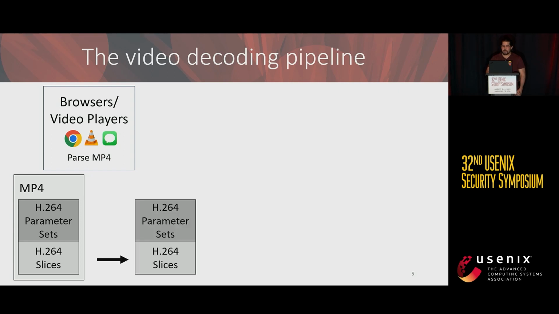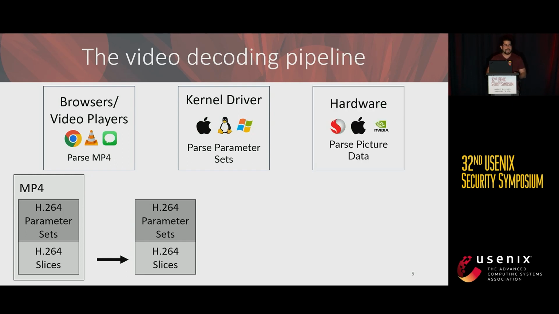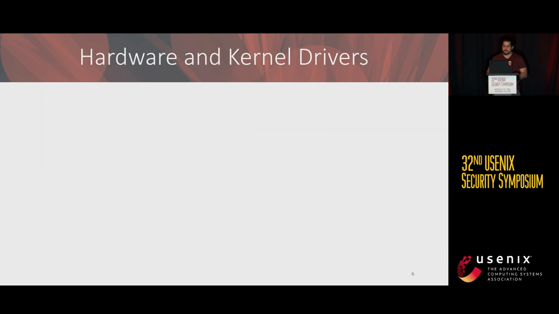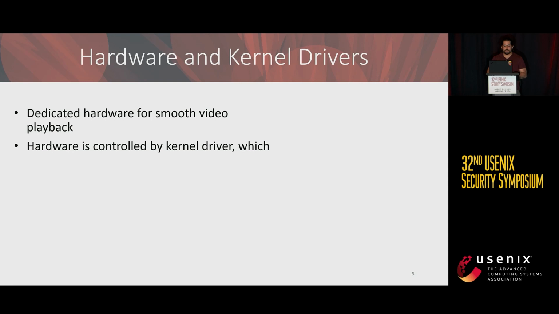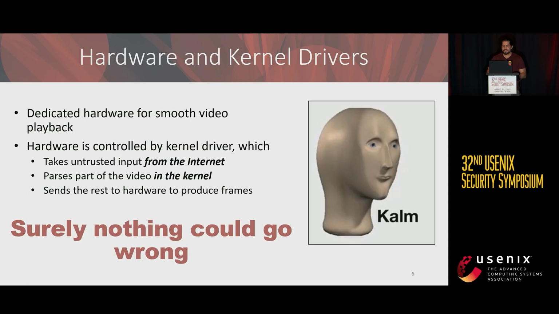video decoding pipeline starts with a user application parsing the MP4 metadata. The user application then forwards the encoded bitstream to a kernel driver, which will parse a portion of it to prepare a dedicated hardware for decoding. This dedicated hardware receives the rest of the encoded bitstream and produces the individual frames that we see. The reason that we have this dedicated hardware is because decoding is a computationally heavy process, so this hardware ensures smooth video playback. So this hardware video decoder is controlled by a kernel driver, which takes untrusted input from the internet, parses part of the video in the kernel, and then sends the rest to hardware to produce frames. Surely nothing can go wrong here.